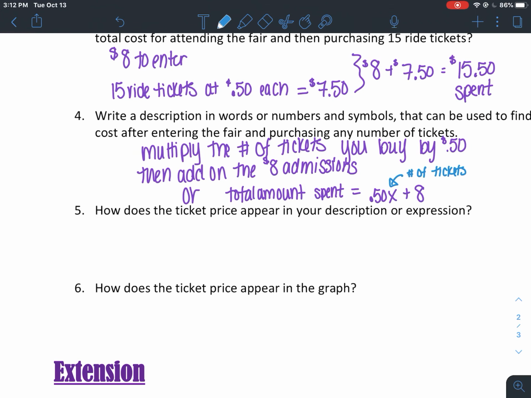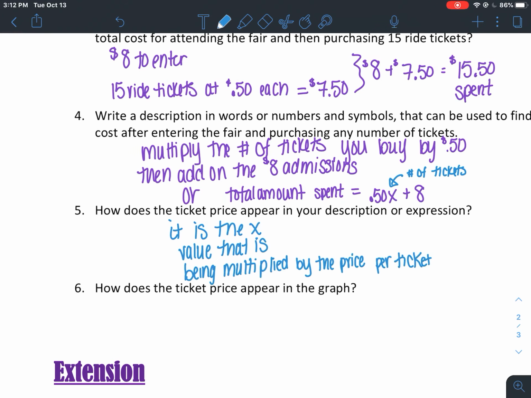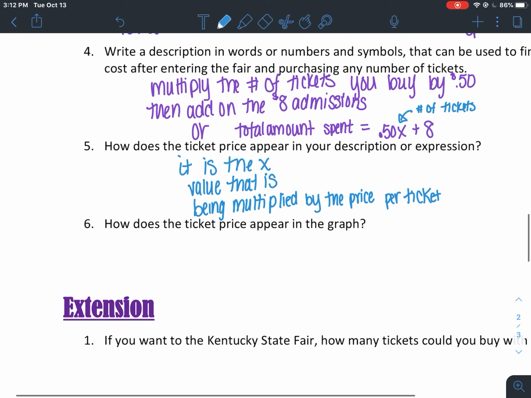Number 5, how does the ticket price appear in your description or in your expression, meaning that equation that I have? Well, in the equation, it's the X, the total, which is the value that is being multiplied by the price per ticket. Number 6, how does the ticket price appear on the graph?